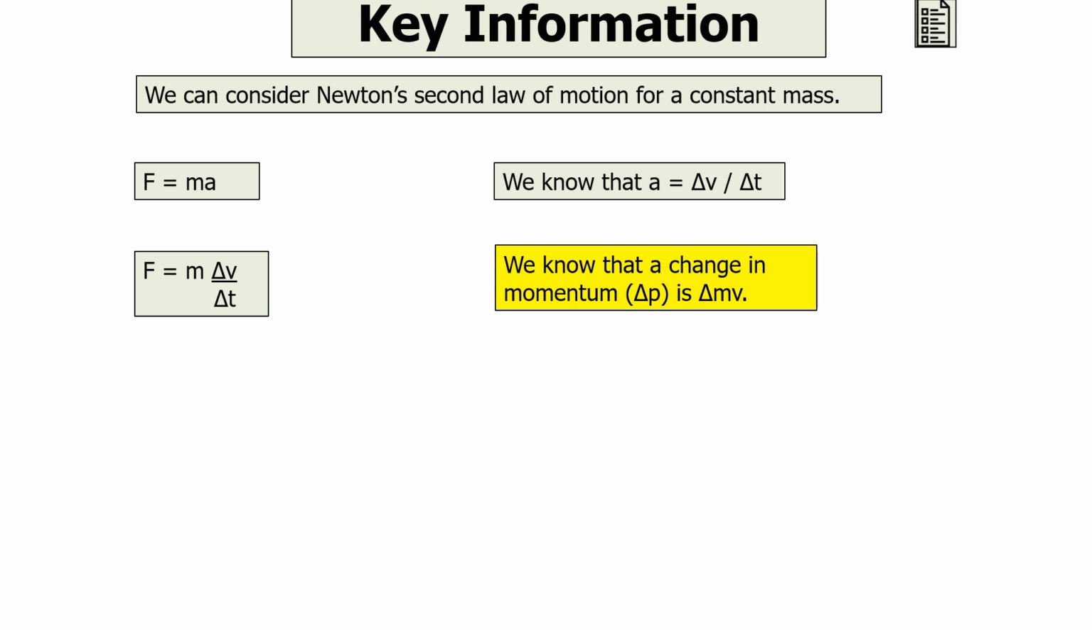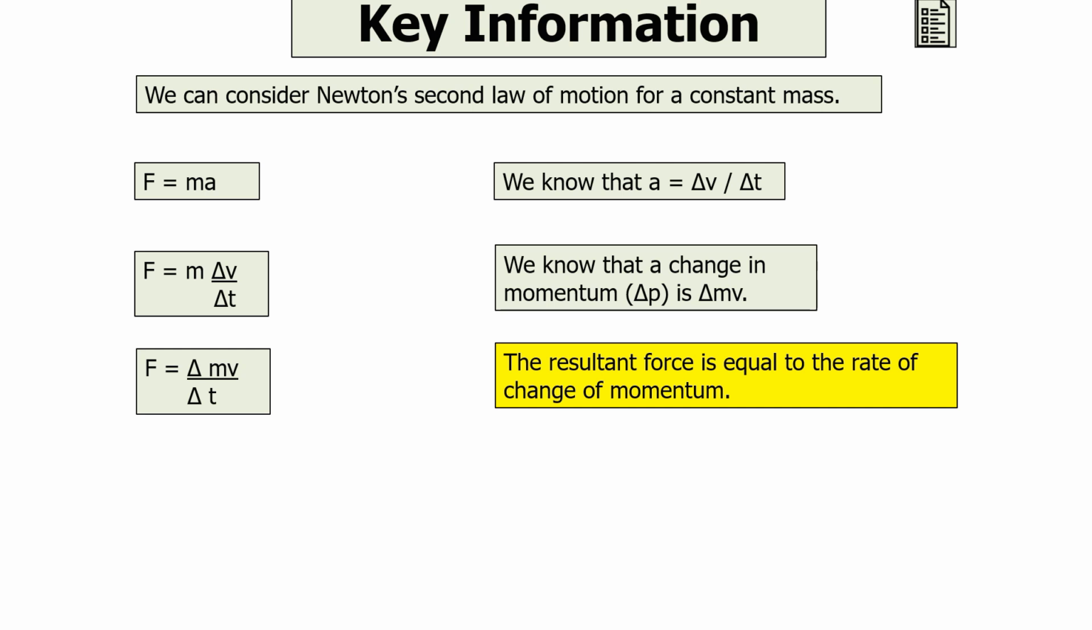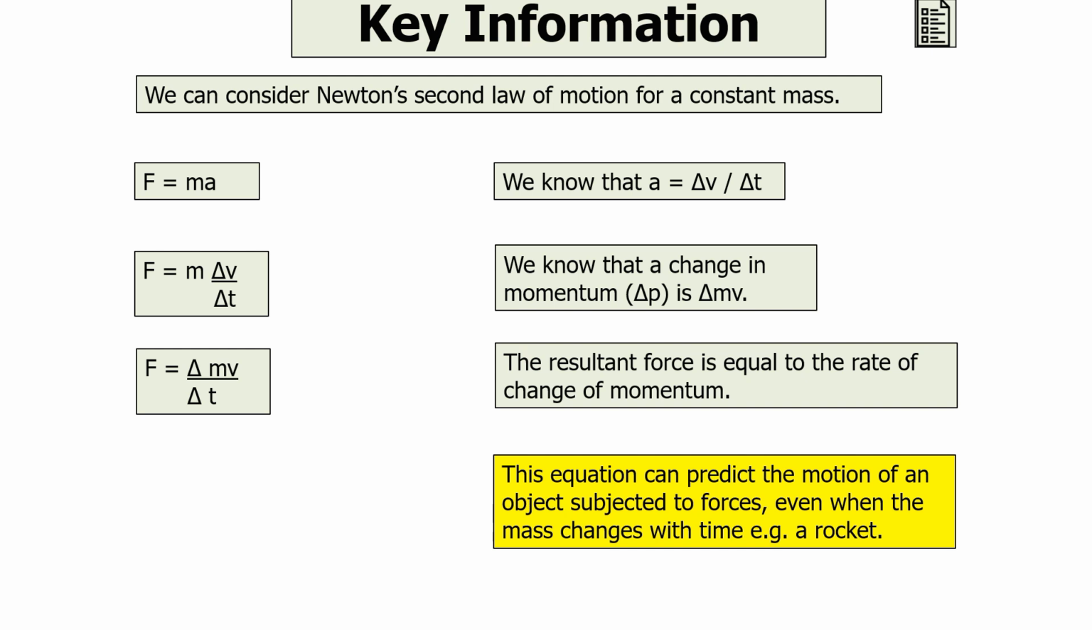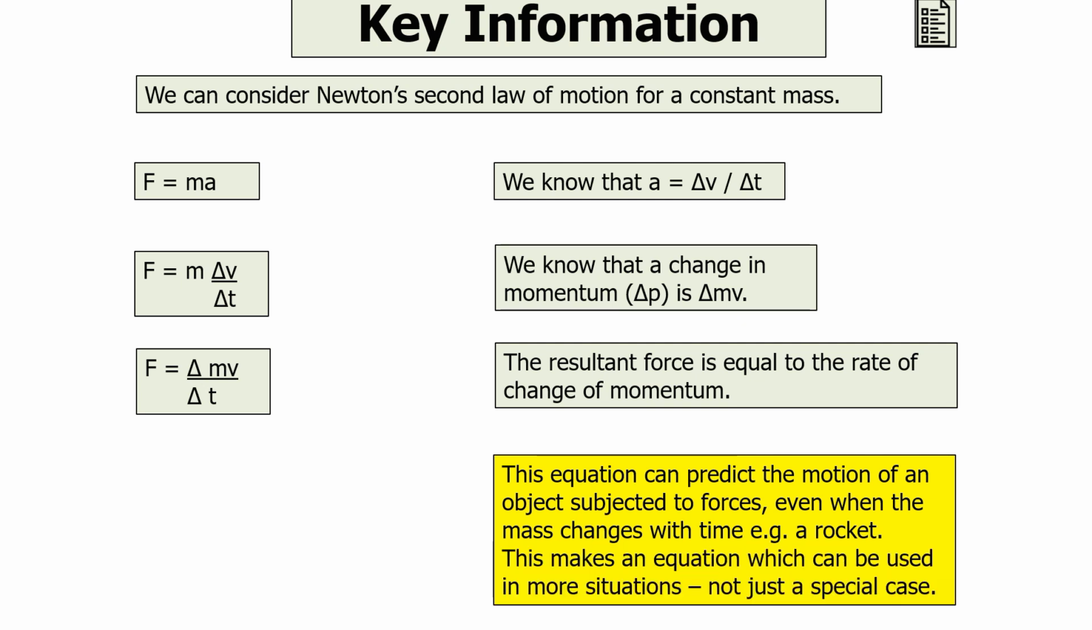So therefore, if we say that F equals Δmv over Δt, it says to us that the resultant force is equal to the rate of change of momentum. Now in this example, the resultant force must be in the same direction as the change in momentum. So this equation can predict the motion of an object subjected to forces, even when the mass changes with time, for example with a rocket. So this makes it an equation which can be used in more situations, not just a special case.